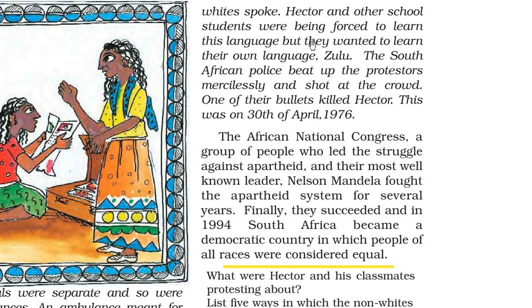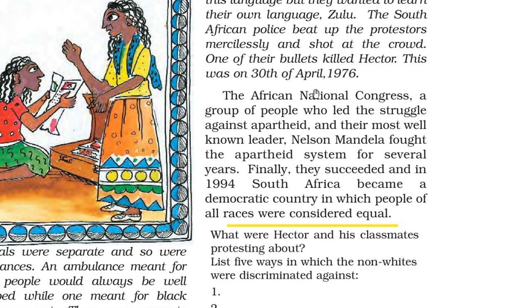Hector and other school students were being forced to learn this language, but they wanted to learn their own language, which was Zulu. So the police beat up the protesters ruthlessly and shot at the crowd. One of their bullets killed Hector. This was on the 30th of April 1976.